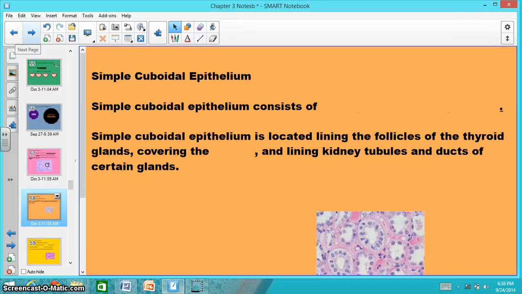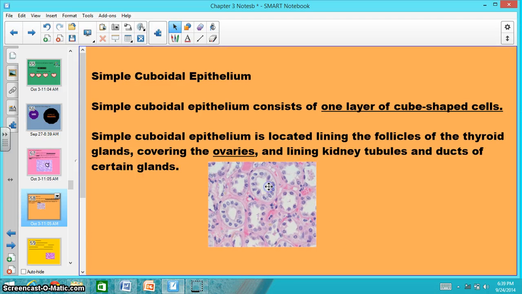Our next type of epithelial tissue is your simple cuboidal epithelium. As you look at the name, it consists of a single layer of cube-shaped cells. You're going to find these in lots of different kinds of glands, like your thyroid glands, your ovaries, which are another type of gland, lining your kidney tubules, as well as the ducts or passageways of other glands.